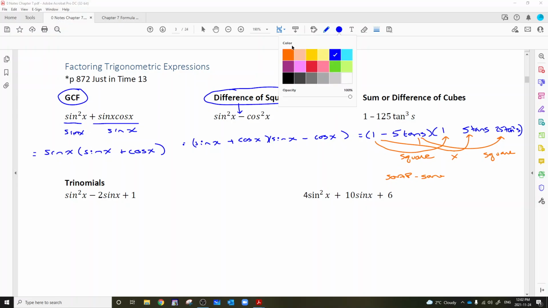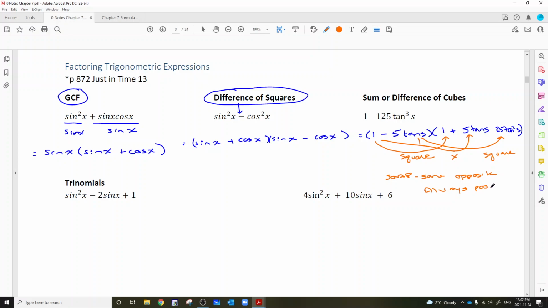And then the second letter is an O, which stands for opposite. So the next sign is going to be opposite this one. So if the first one's a minus, you're going to put a plus. And then lastly, always positive. So the last sign that goes in here is always positive. So this last term's always positive.